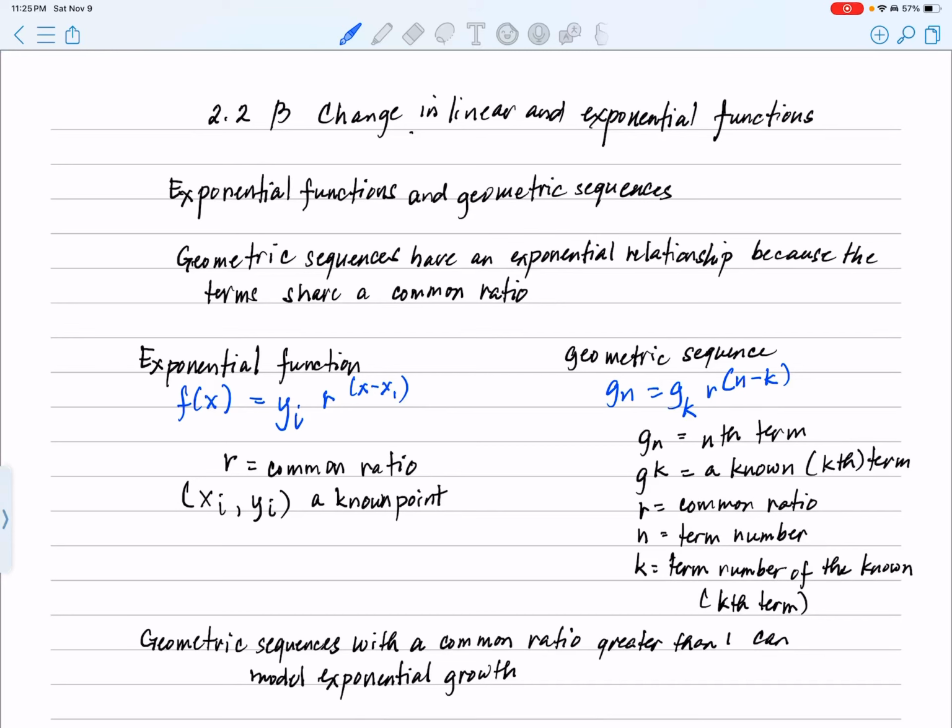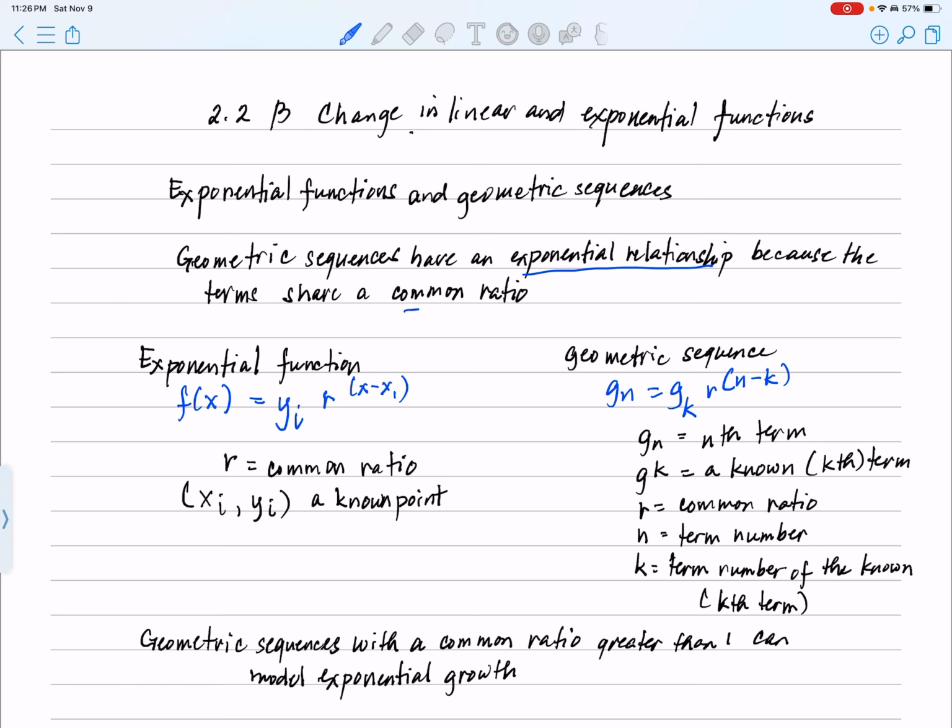Today we're going to do 2.2b, change in linear and exponential functions. We'll do exponential functions and geometric functions, or geometric sequences. So geometric sequences have an exponential relationship because the terms share a common ratio.